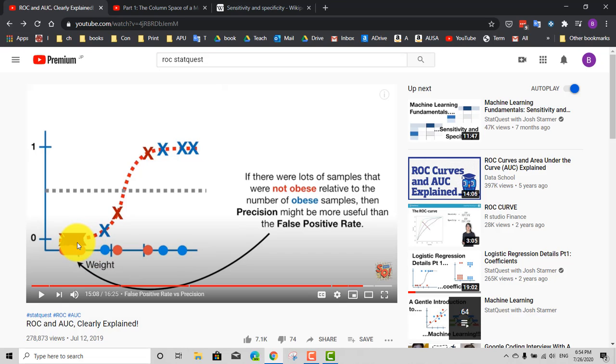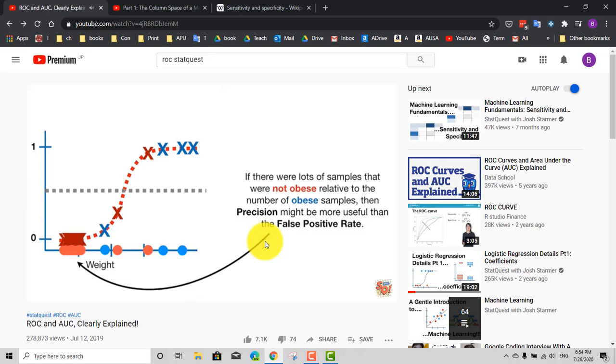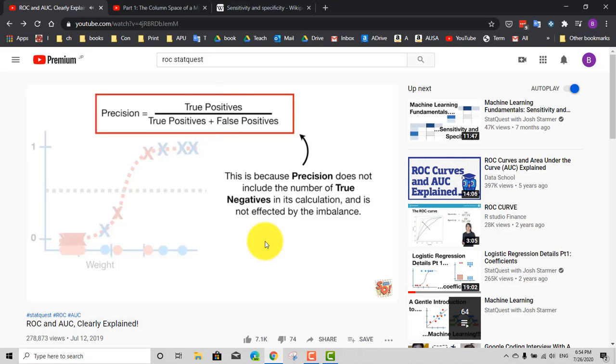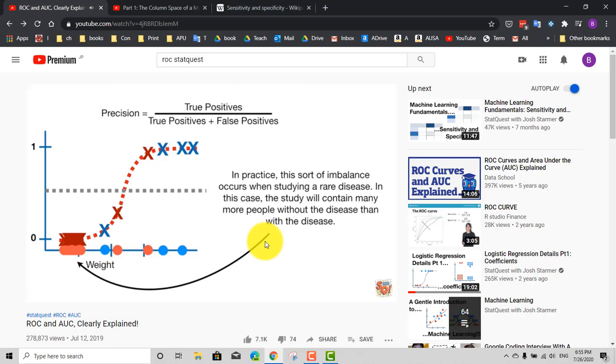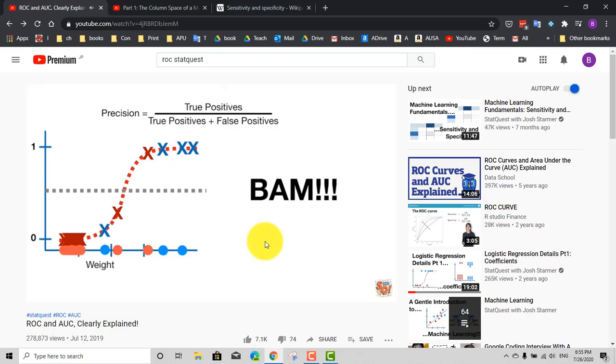So if you had many not obese mice, you might want to use a different curve instead of the ROC curve. Relative to the number of obese samples, precision might be more useful than the false positive rate. This is because precision does not include the number of true negatives in its calculation and is not affected by the imbalance. In practice, this sort of imbalance occurs when studying a rare disease. In this case, the study will contain many more people without the disease than with the disease.